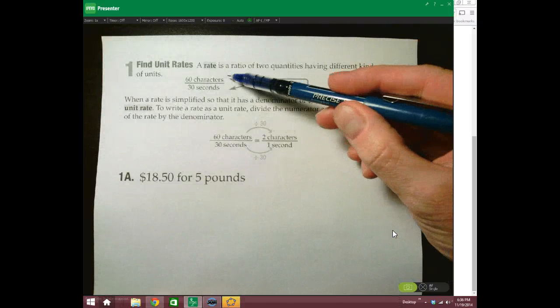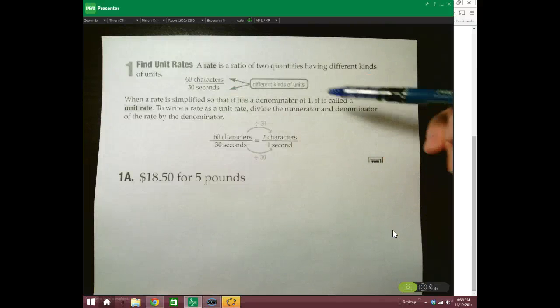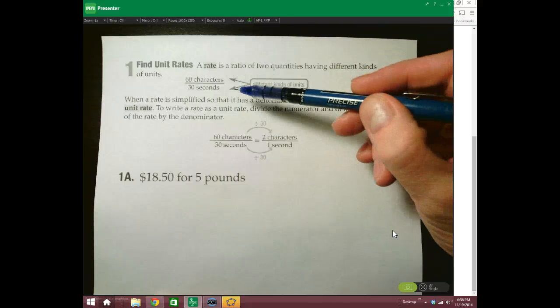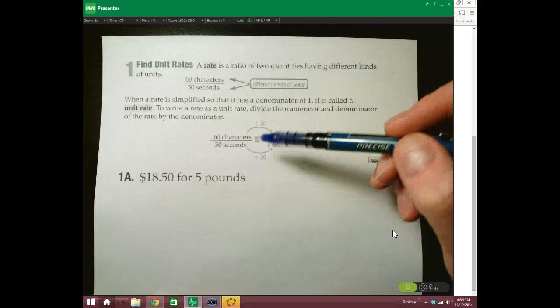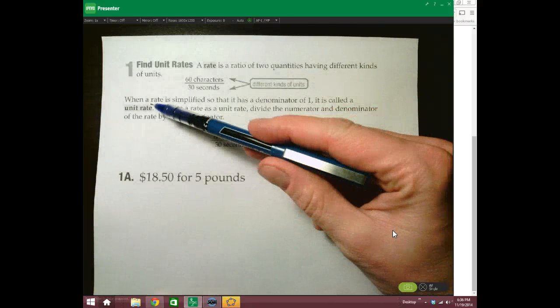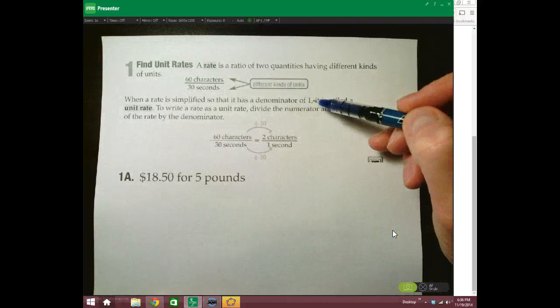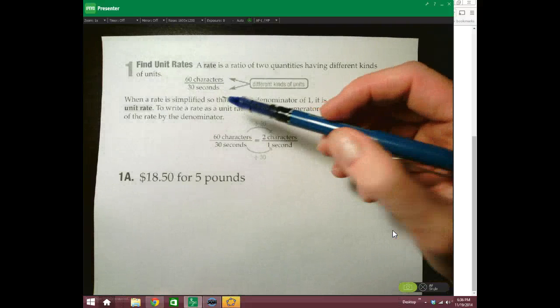So their example here is 60 characters in 30 seconds. So I'm guessing it's typing or something like that. So they typed 60 characters in 30 seconds, different kinds of units. When we simplify that, we get what's called the unit rate, and it has a denominator of 1. The unit rate does specifically. The point is to compare it to a unit of 1.